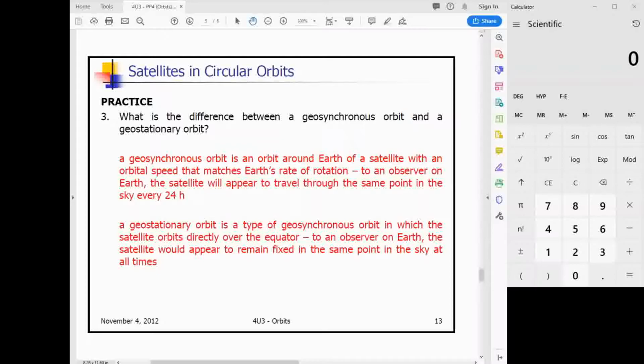A geostationary orbit is an orbit that appears to be at the same point in the sky at all times. And this is because it is rotating around the Earth directly above the equator.